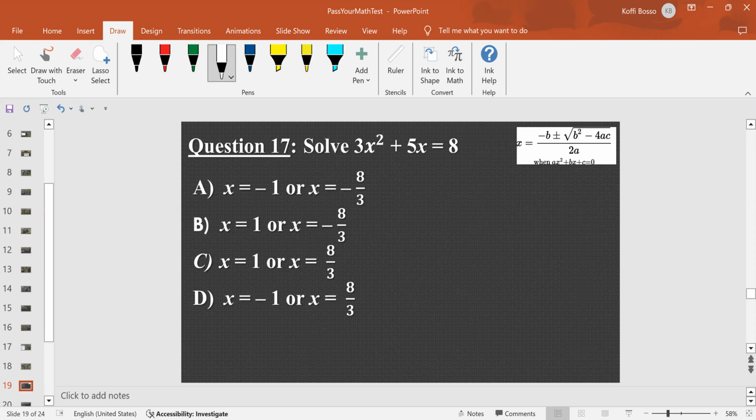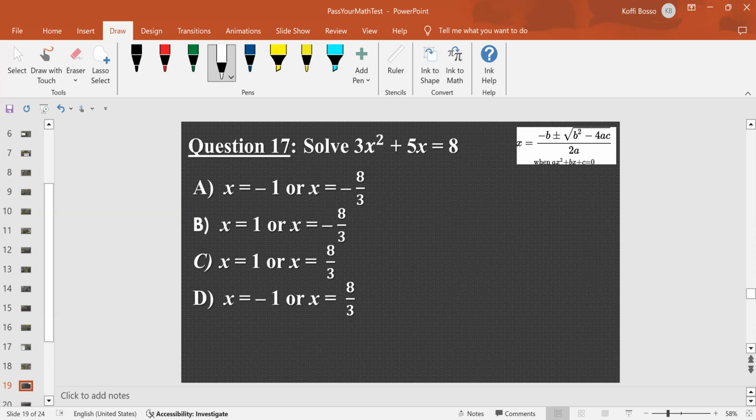Question 17. This is the equation, right? We need to solve. We can use the quadratic formula like we have it here to solve it. Okay, let's use the quadratic formula, and after that, we're going to use another method.